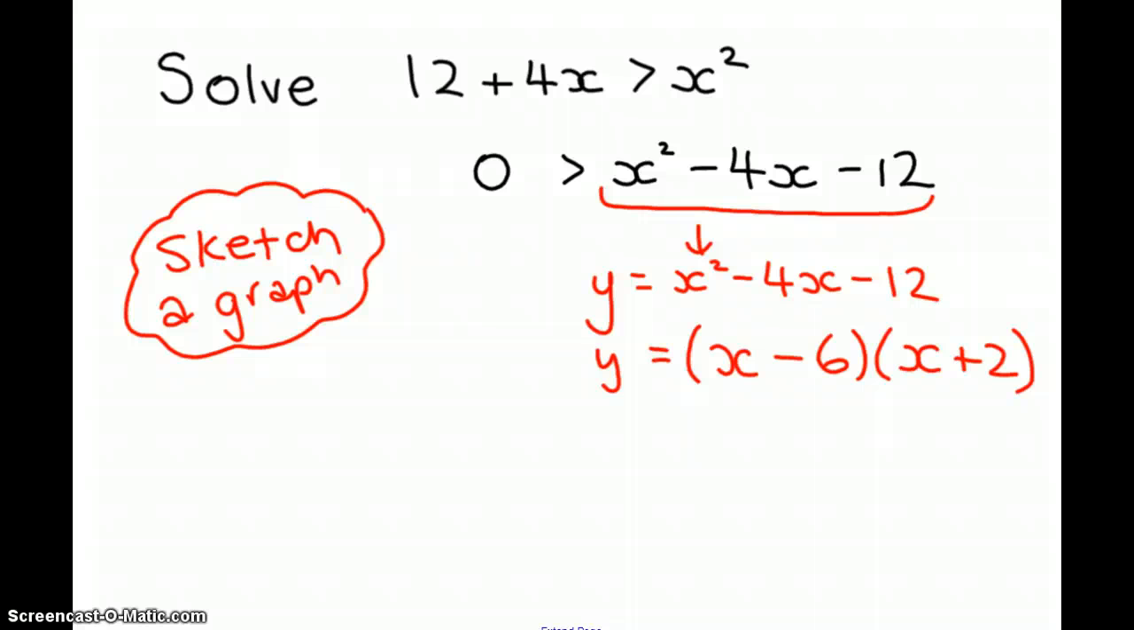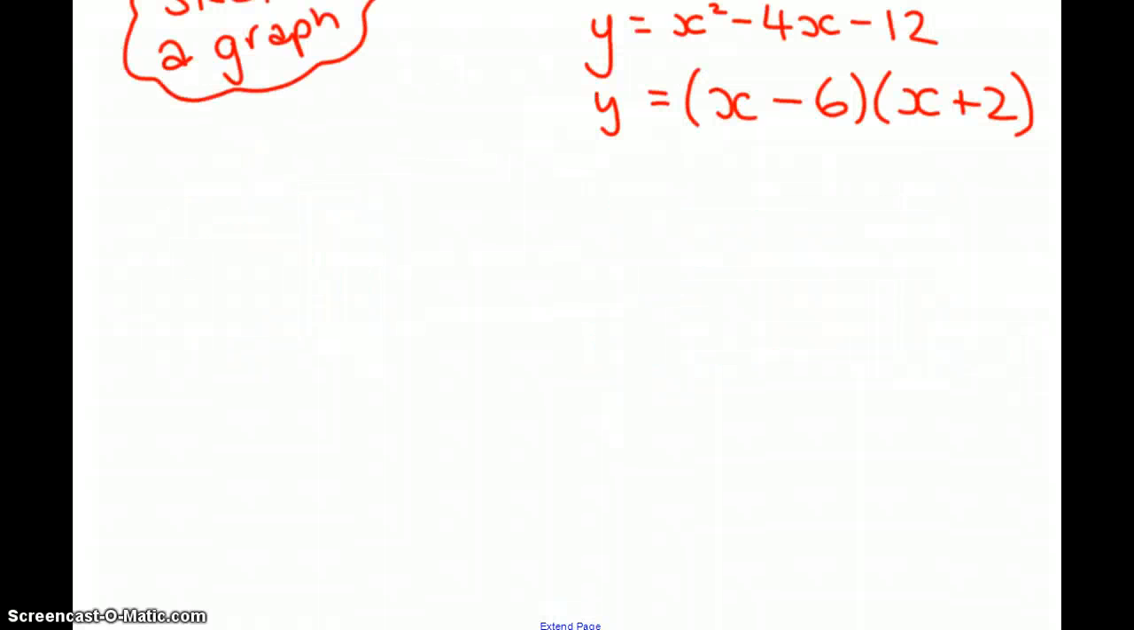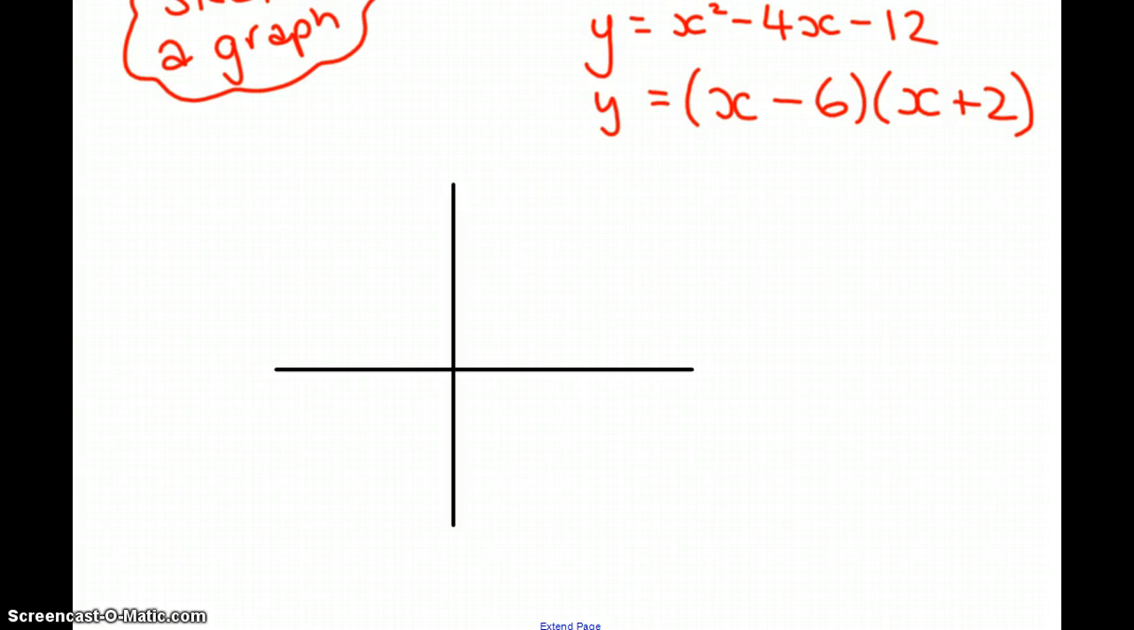It's a positive graph because I've got a positive x squared up here. So I'm going to say, well, if that's the case, this graph must look like it's crossing at the number 6 and minus 2. And it's a positive U-shaped curve.